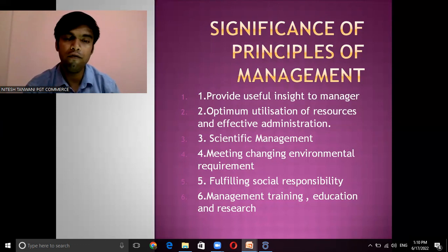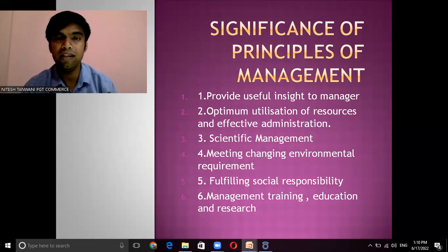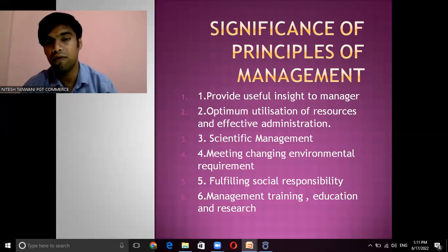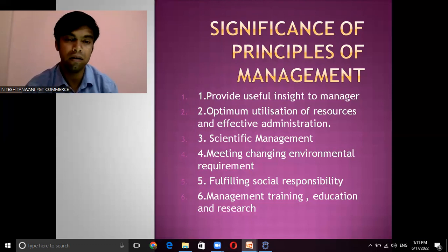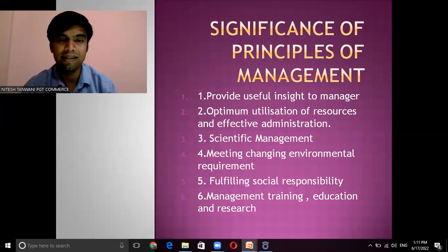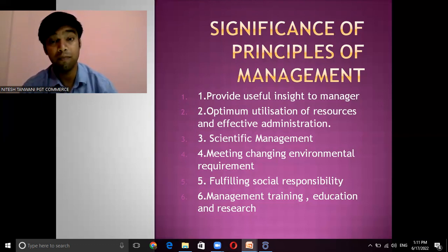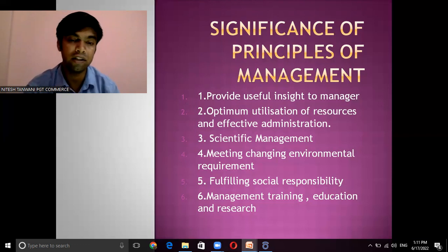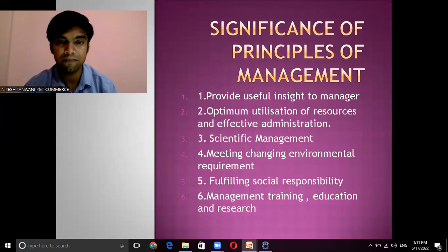Fifth point, fulfilling social responsibility. These principles force managers to fulfill social responsibilities. Their work must not hamper the society. Sixth point, management training, education, and research. These principles are important because they provide training, education, and research to the managers so that they can perform in the best way. These are the significance of principles of management.